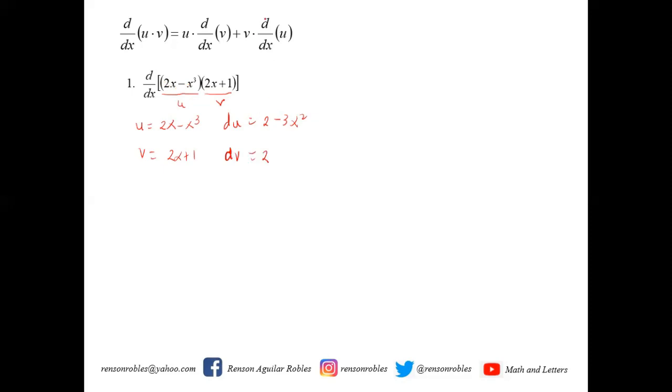Okay, and then by applying the principle, that's u dv plus v du. So we shall have, this is our u, 2x minus x cubed times the derivative of 2x plus 1, which is equal to 2, and then plus 2x plus 1 times the derivative of 2x minus x cubed, which is equal to 2 minus 3x squared.